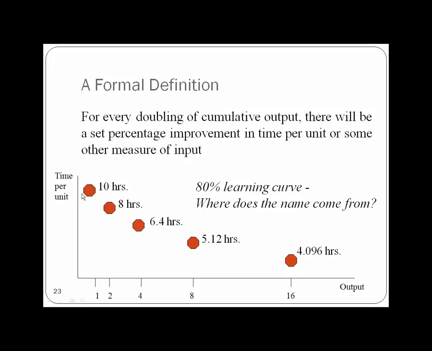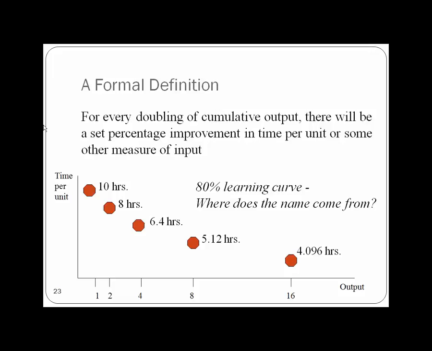So as an example, let's suppose the first unit we make takes 10 hours of resource. The second unit takes 8 hours. So we've doubled from a cumulative output of 1 to a cumulative output of 2, and the second unit takes 80% of the first. Now what do we have to do to double output again? Well, we have to go from a cumulative output of 2 to 4.